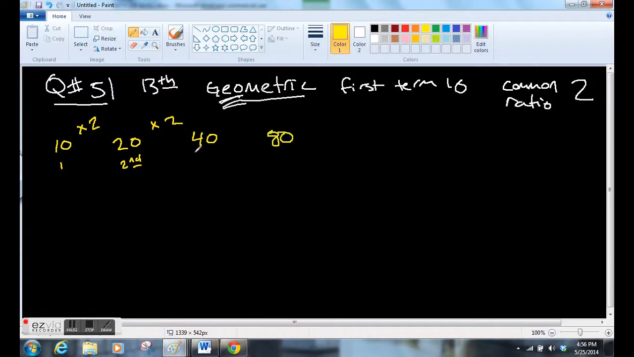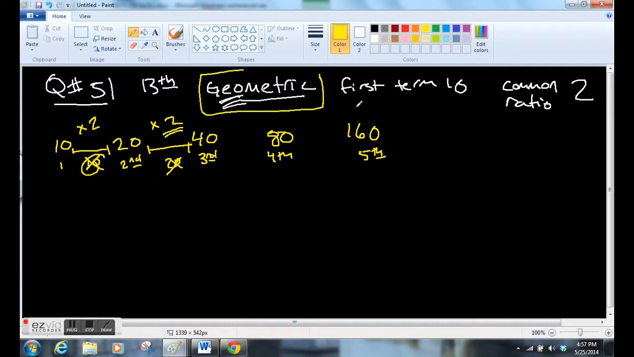So second, third, fourth. What's the fifth term going to be? Well, it's going to be 80 times 2. So that's 160. You'll notice the distance between this one and this one is 10. The distance between this one and this one is 20. So it's not the same distance, but it's the same ratio. You're multiplying each one by 2. So it's a geometric sequence. It's not an arithmetic sequence.